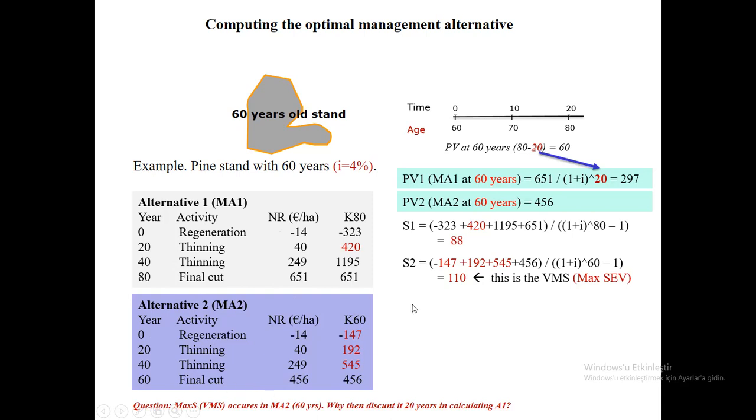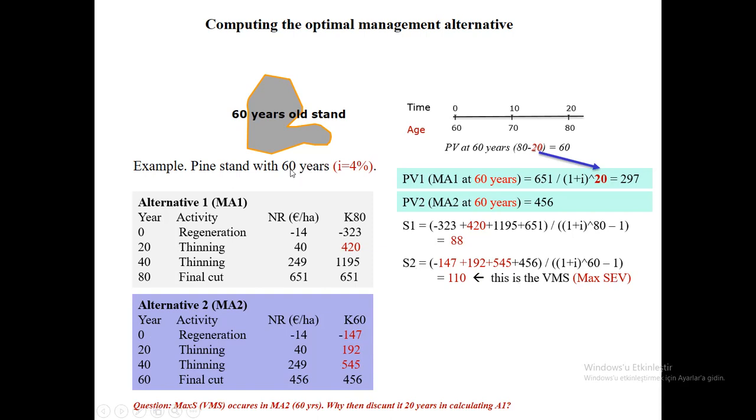Okay, so we'll calculate S2, which is the soil expectation value, as the sum of the income minus the cost. This becomes the first part of the equation, minus 147 plus 192 plus 545, 546, divided by 1 plus i to the power of 60 this time, not 80, minus 1. So the soil expectation value becomes 110. So which is the maximum one? S2 provides the maximum one. This becomes the maximum soil expectation value.